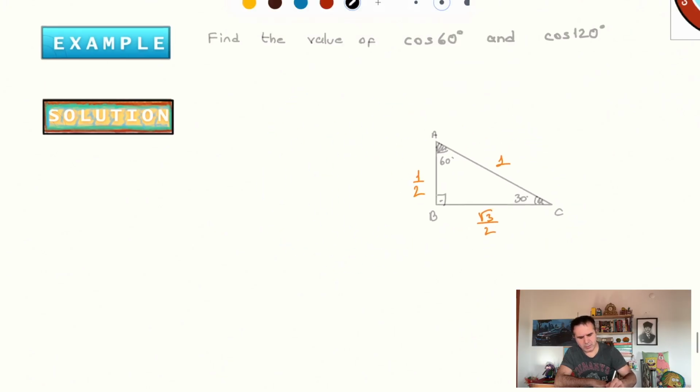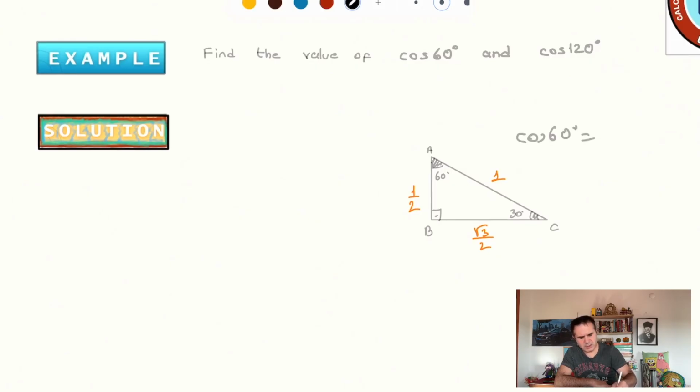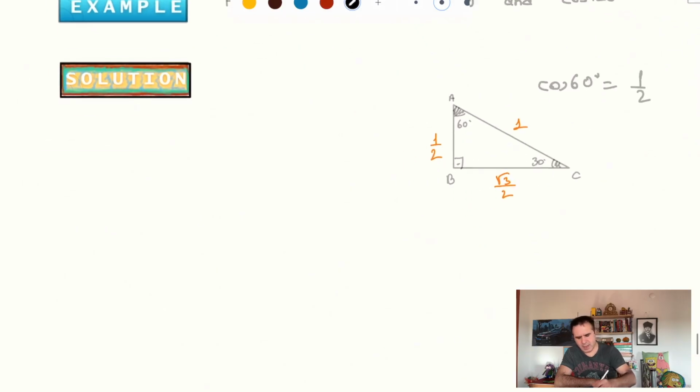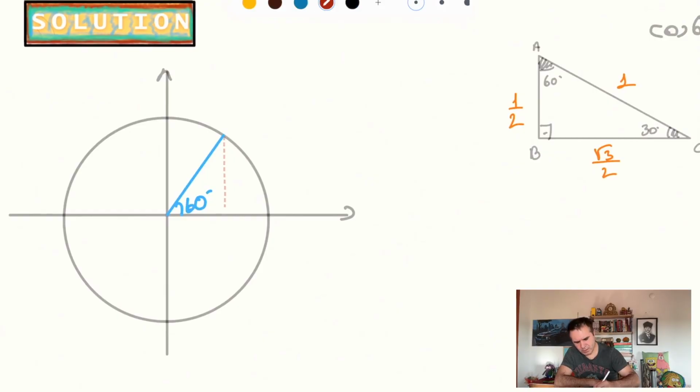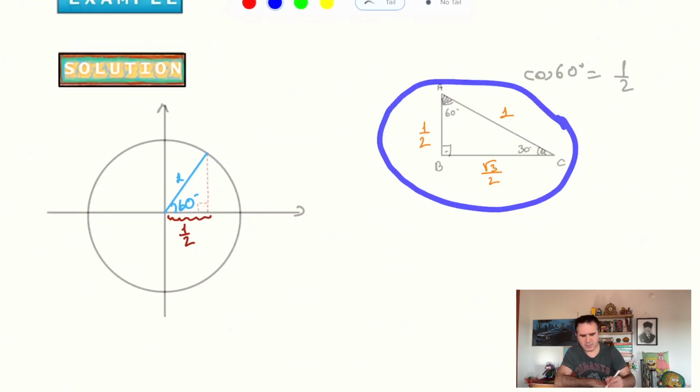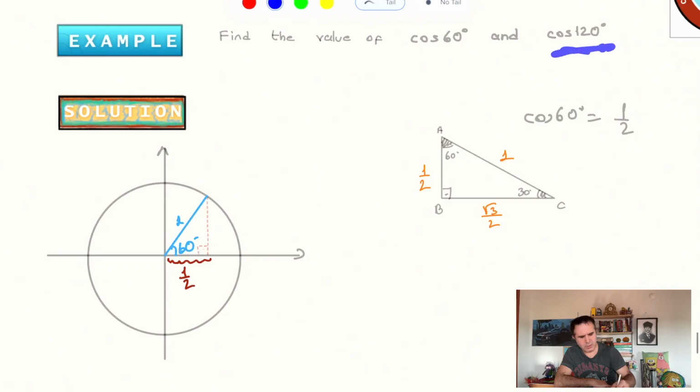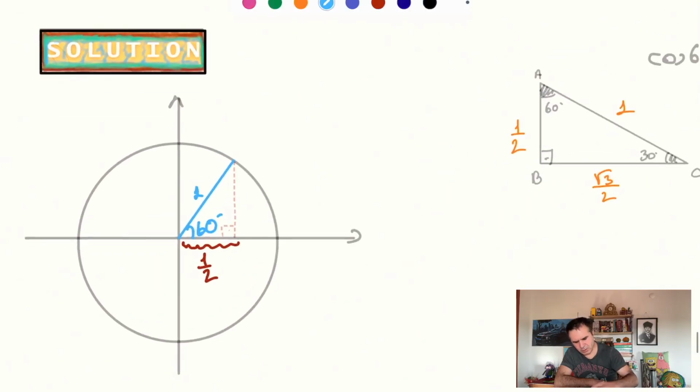Then we need cosine of 60 degrees. Cosine of 60 degrees is 1 over 2. And we can show it in the unit circle. On the unit circle, we have 60 degrees. Here, if this is 60 degrees, as you see, the radius is 1. If the radius is 1, we have here 1 over 2 from this triangle.